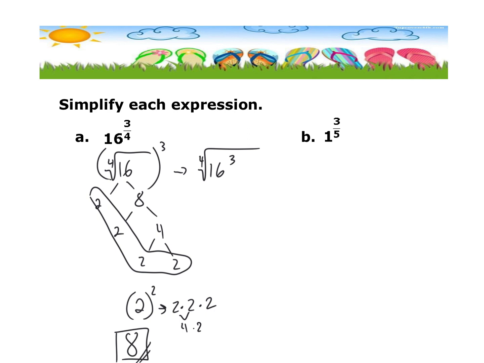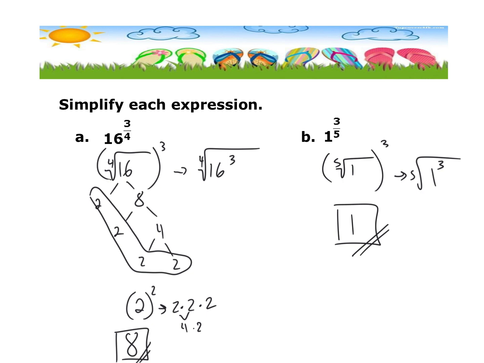And then for B, guys, just as a rule of thumb, I'm going to rewrite it the other way as well. 1 to the power of anything is just 1, and the root of 1 is just 1. So it doesn't matter what fraction you have up there. If it's 1 and whatever fraction you have as the exponent, the answer is always going to be 1. Because 1 times 1 times 1 times 1 times 1 is going to be 1, and the root of 1 is just 1. Doesn't matter how many times you take it, it's still always going to be 1.